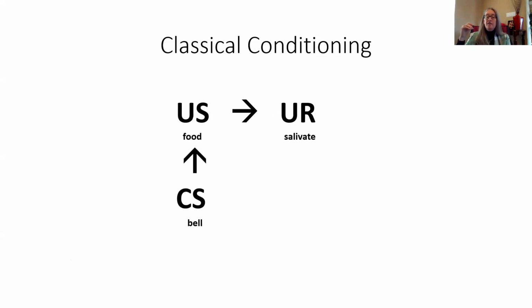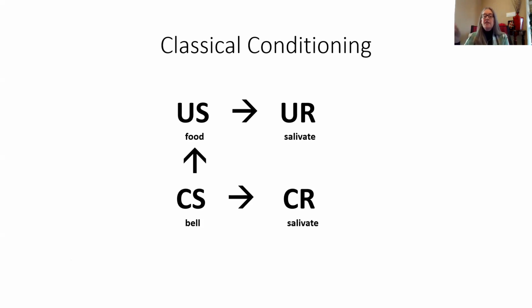Well, what Pavlov did is he rang a bell, then gave the dog food. The dog salivated. Rang the bell, gave him food. The dog salivated. It didn't take that many pairings before he would ring the bell and the dog would start to salivate. The food wasn't even there yet, but the dog would start to salivate to the bell.